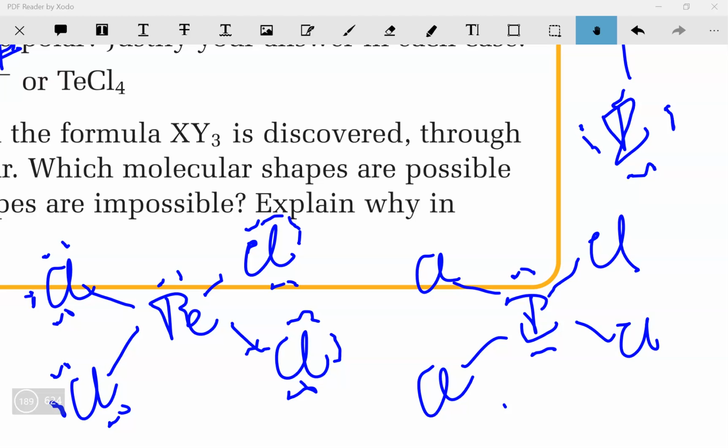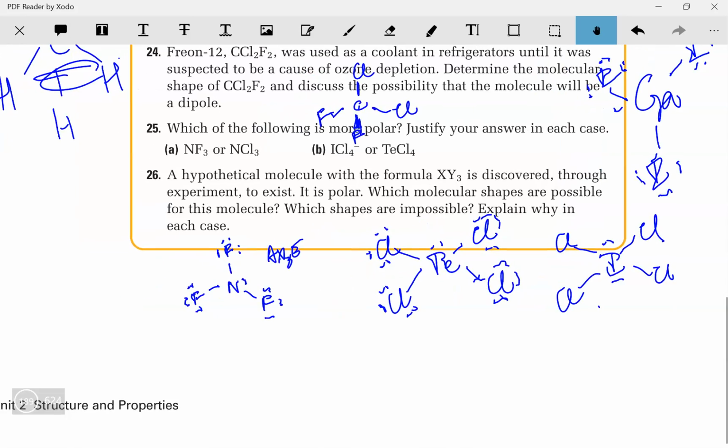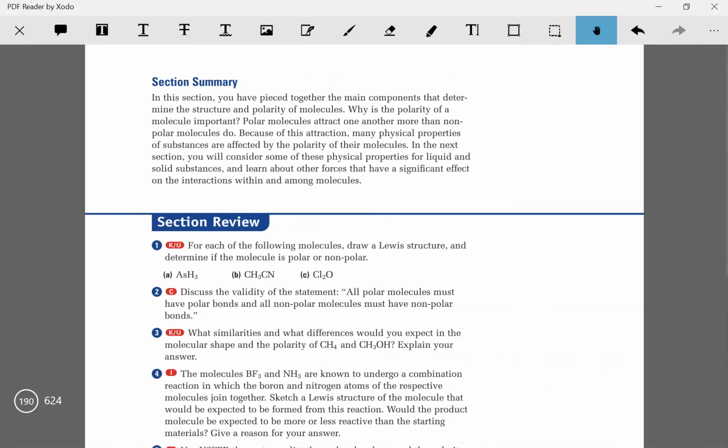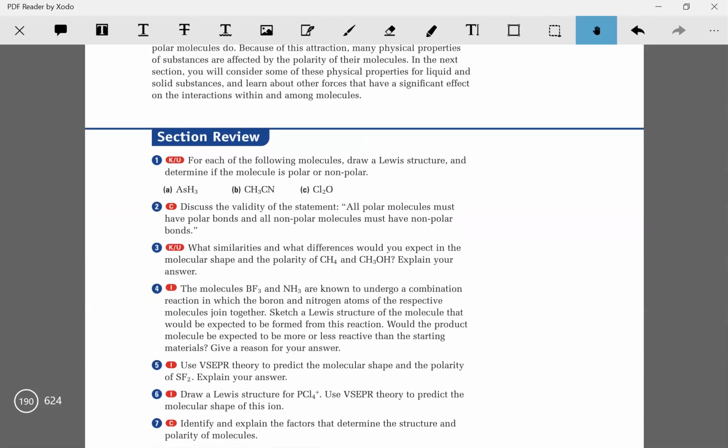However, there's an interesting case here that we do have to cover. The case of xenon fluoride. So we'll, and this is important to do.